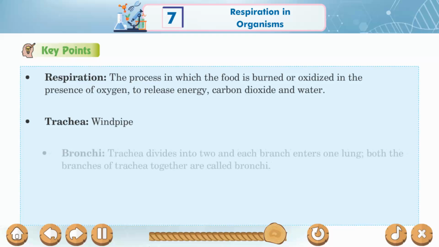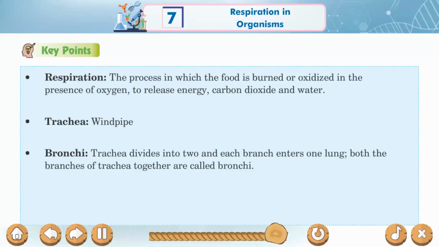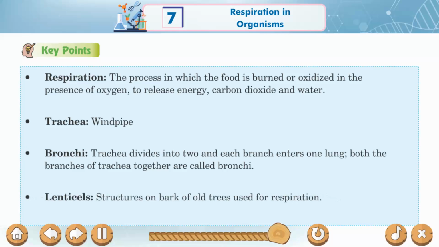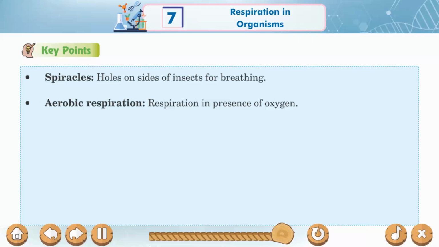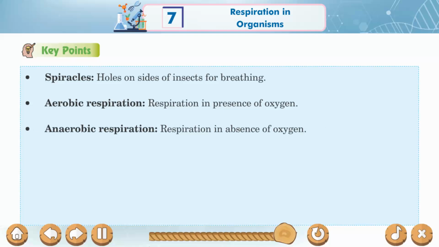Trachea is the windpipe. Bronchi. Trachea divides into two and each branch enters one lung. Both the branches of trachea together are called bronchi. Lenticels. Structures on bark of old trees used for respiration. Spiracles, holes on sides of insects for breathing. Aerobic respiration, respiration in presence of oxygen. Anaerobic respiration, respiration in absence of oxygen.